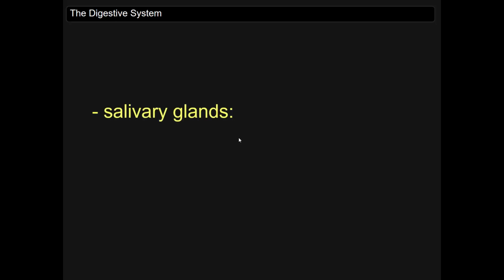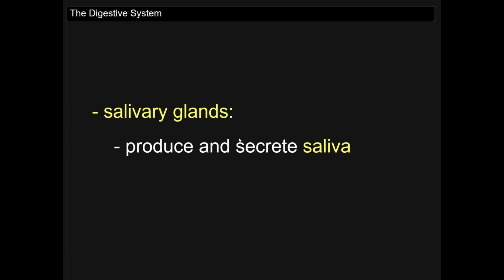Alright, also with the oral cavity, we have salivary glands that are going to help. So their job is to produce and secrete saliva. Right, so if I tag a salivary gland in the lab and ask you what is the function, don't overthink it. It just makes saliva.